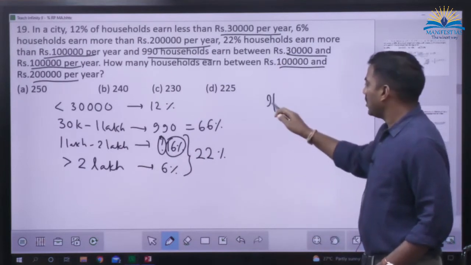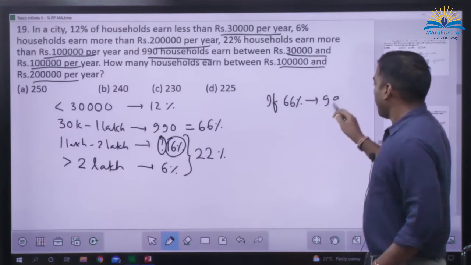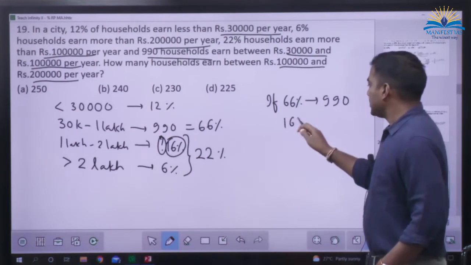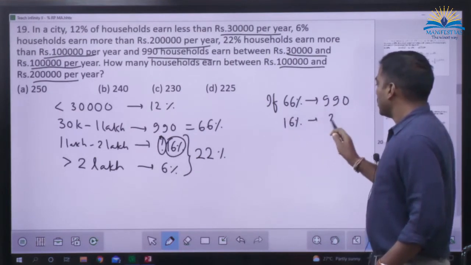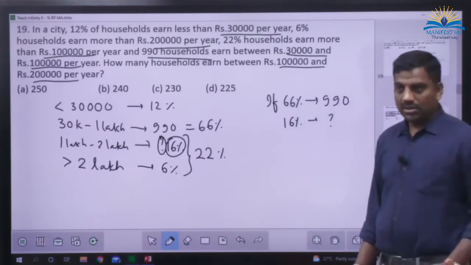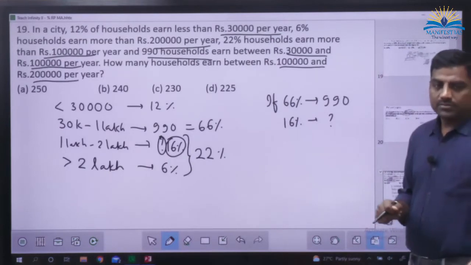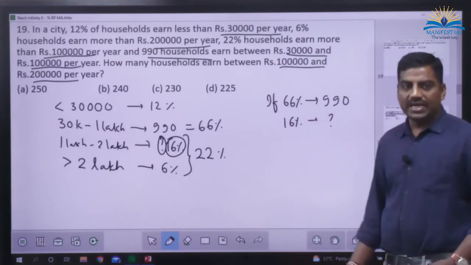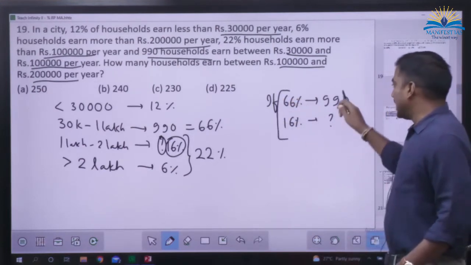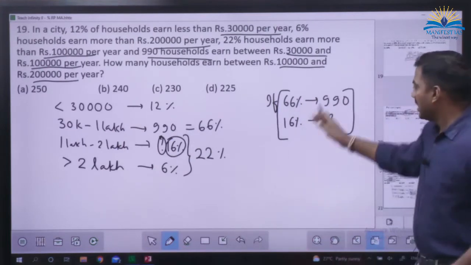If 66% is 990, then what is 16%? This is what we are going to learn in ratio and proportion. This is a problem of ratio and proportion. If 66% is 990, then 16% is how much? You just keep this one. The answer of this we will find out after seeing the ratio and proportion. I will tell you how to solve this.